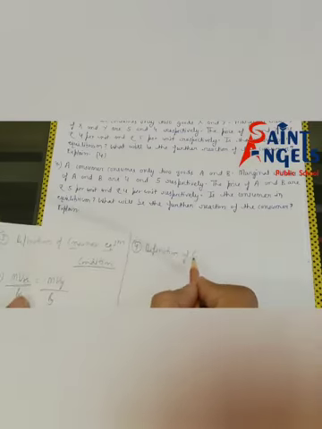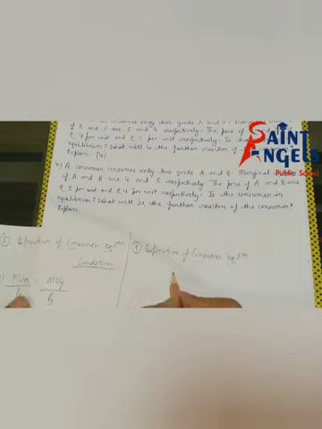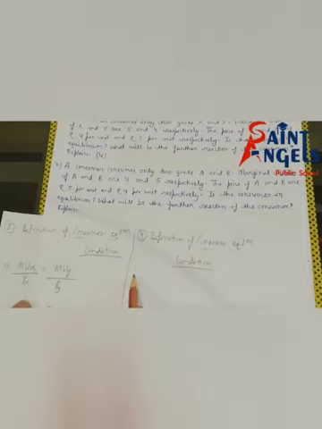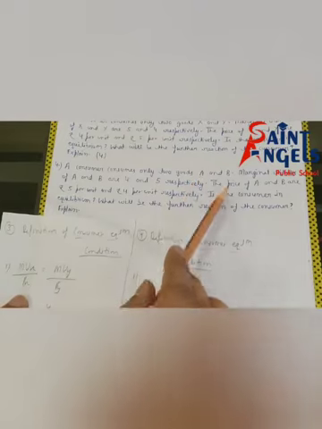Definition of consumer equilibrium. Then after, the condition. So see here, there is good A and good B.